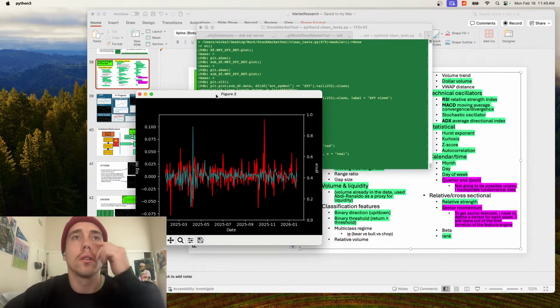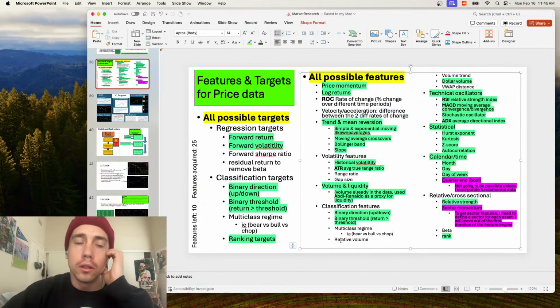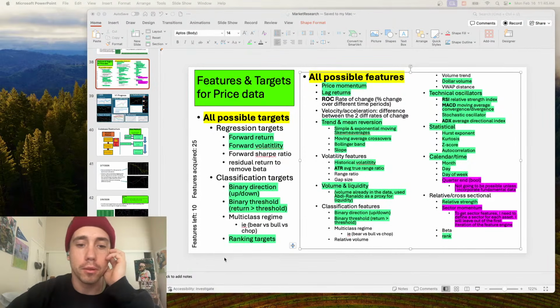So we have the log returns for both of them, but we don't have beta. So let's go back to the pandas implementation. Let's see if that works.